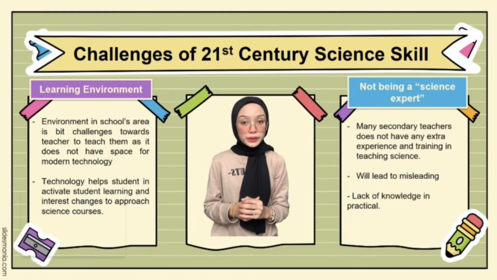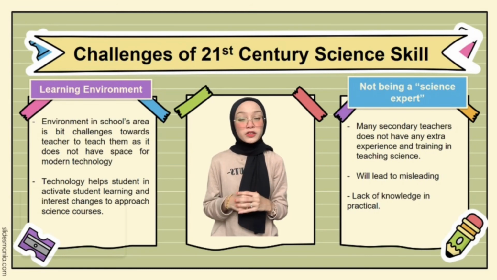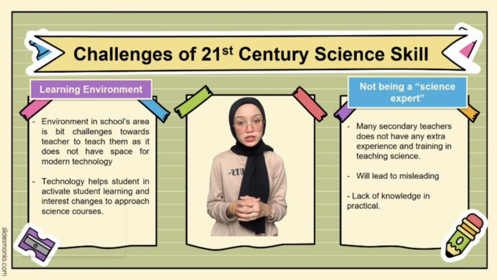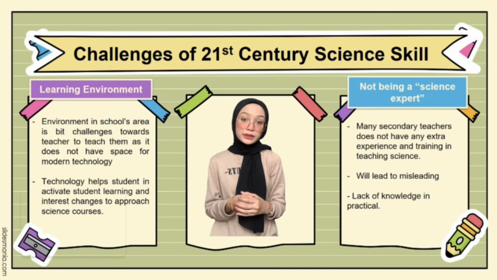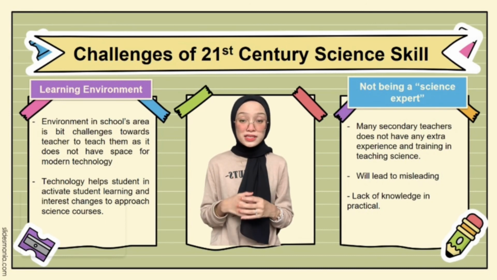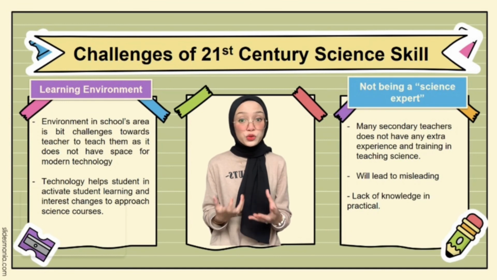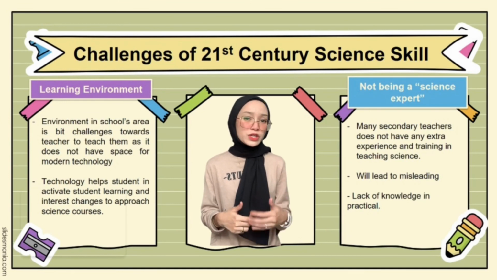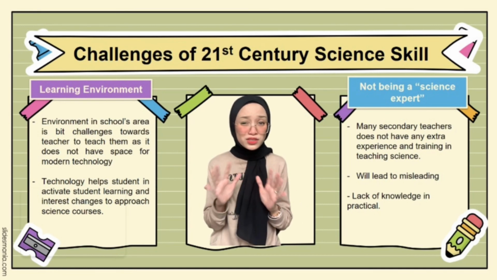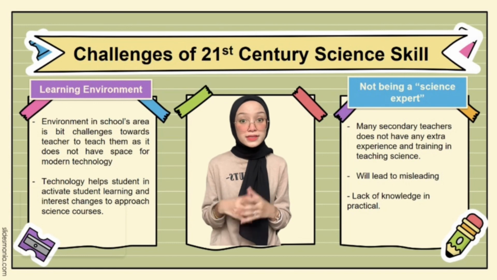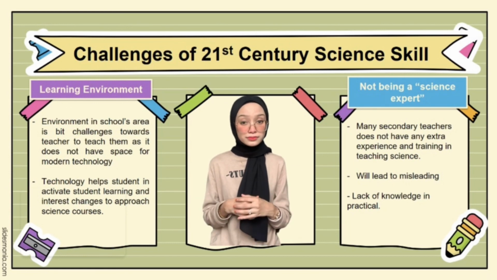First, learning environment. Environment and surroundings are really close to students, and an unsupportive environment can make it hard to adapt 21st century skills. Nowadays, schools do not have enough space to provide modern technology for them to practice. They still use old school methods and tools in lab practicals. Many secondary teachers do not have any extra experience and training in teaching science. A common situation that all of us can see is when they conduct experiments. Most secondary teachers do not have experience, and not only that, sometimes they come from other fields.